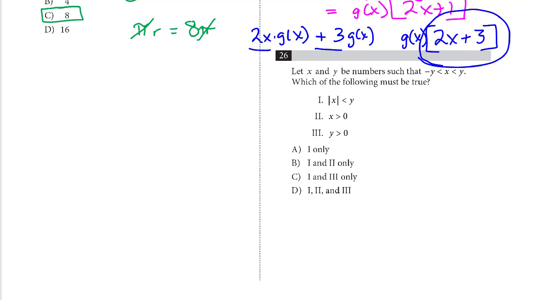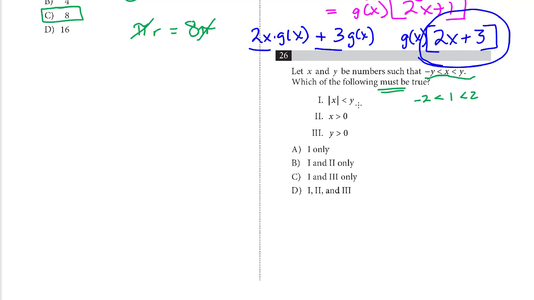Okay, 26. Let x and y be numbers such that negative y is less than x, which is less than y. So that could be something like 1 is less than 2 and greater than negative 2. Okay, so I kind of see what's going on here. Which of the following must be true?